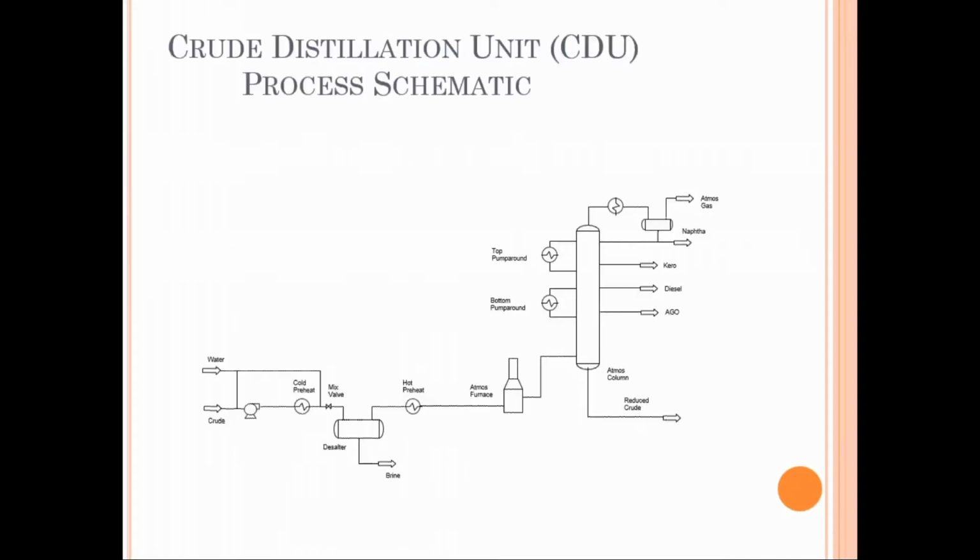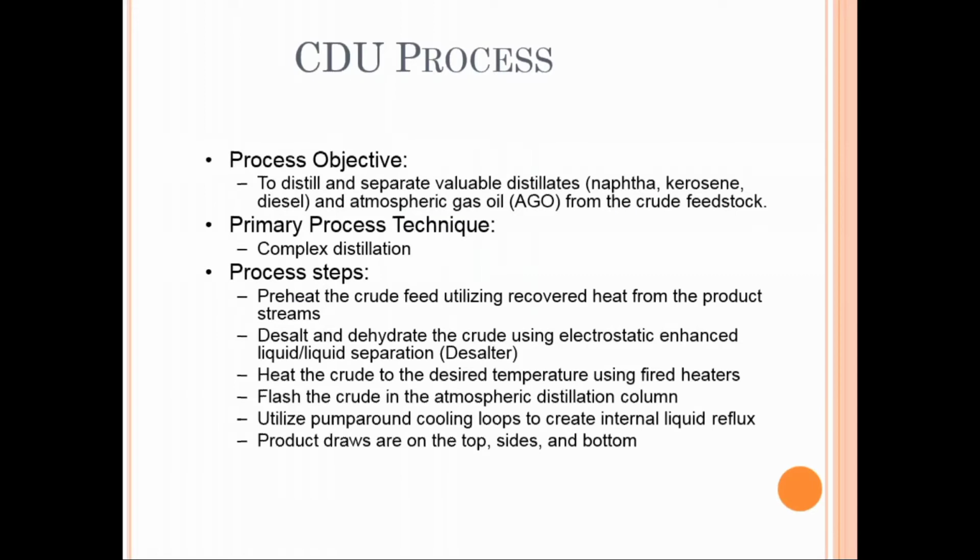This is a schematic of it, but I first want to explain this. What's the objective of the distillation unit process? First of all, it is to distill and separate the valuable distillate from the crude. What are valuable distillates? Those fractions that are in high demand in the market. Examples are your petrol, that's your gasoline, and your naphtha. If you remember, we've talked about the use of this product for various purposes.